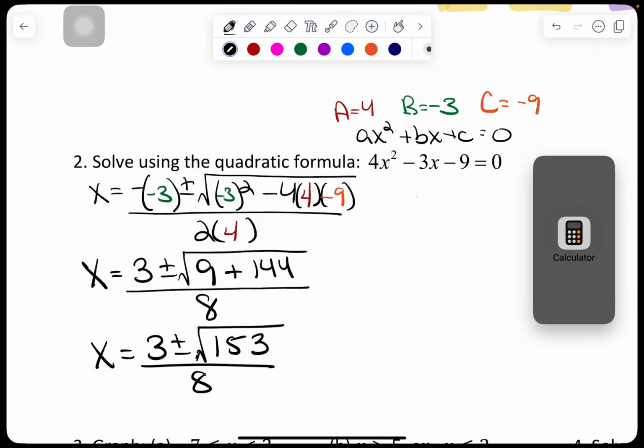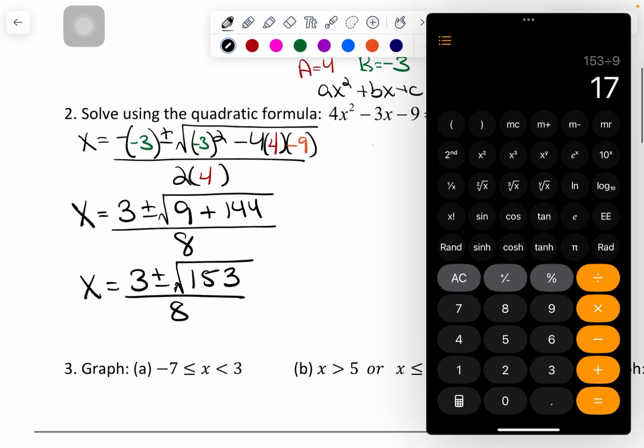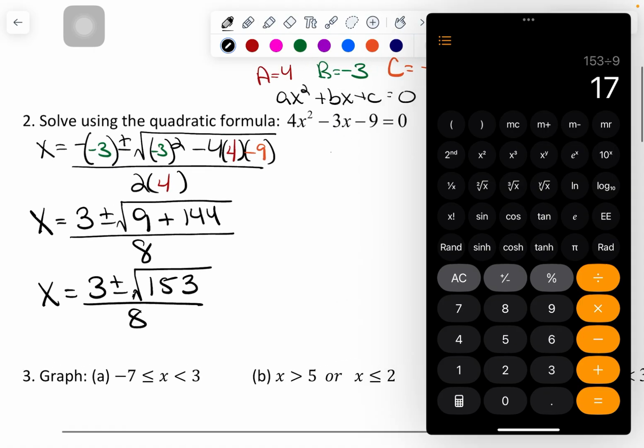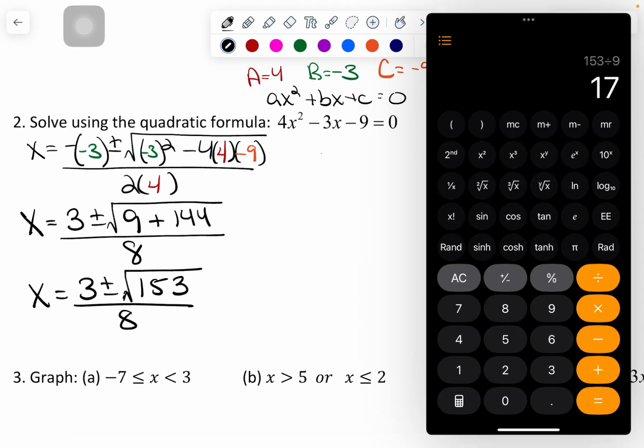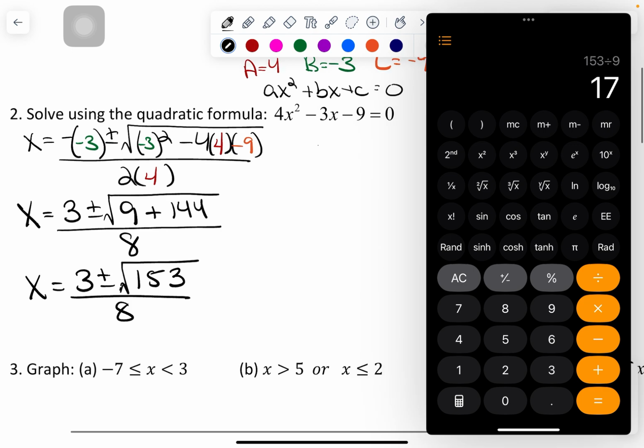Let's see if I can get a calculator going there. All right, cool. So we're going to clear out that mess. And I feel like 153, let me try and divide by 9. Ooh, it did work. All right, I wasn't sure about that one. So here's the thing. Normally I solve this with a perfect square or square root or factor tree.